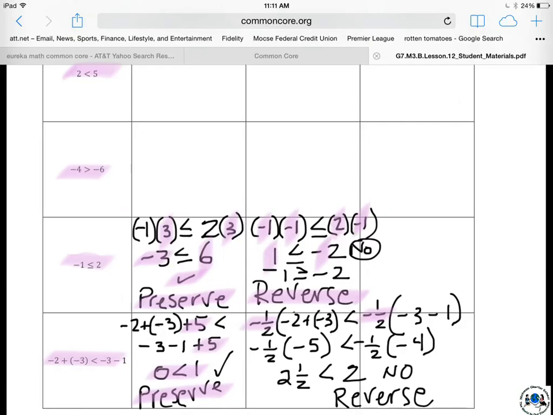So negative 1/2 times 5 is actually negative 2.5. Over here I had negative 1/2 times negative 4, which is a positive 2. It's not correct that 2.5 is not less than 2. It actually needs to be written that 2 1/2, or 5 over 2, is greater than 2. And that was how I did my reversal. Now, yours were most likely different than mine, but hopefully you've worked it out correctly. If you haven't, go back and practice a little bit. If you need any further help, just give me a call, of course.